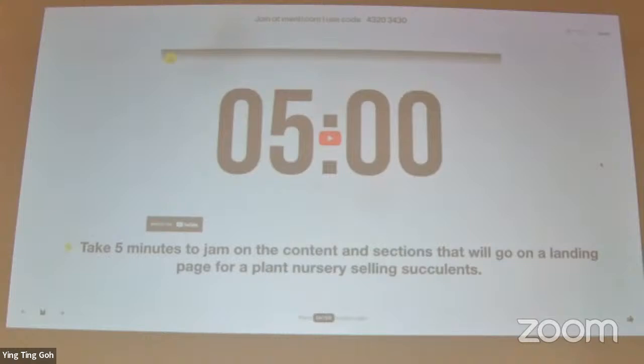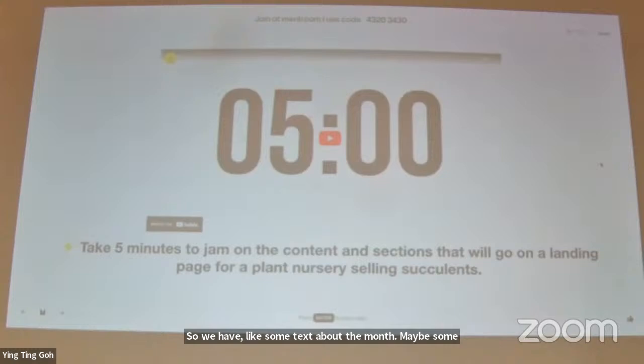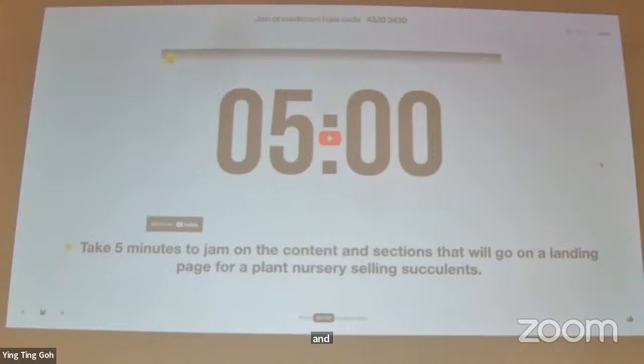So we have some sections which are facts about the plant. Maybe some people are interested in facts. We have one person who's already done a little visual with succulents and some bonds for exploration. So that's rapid prototyping too. That's cool.